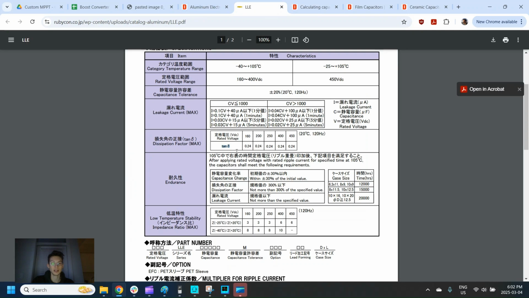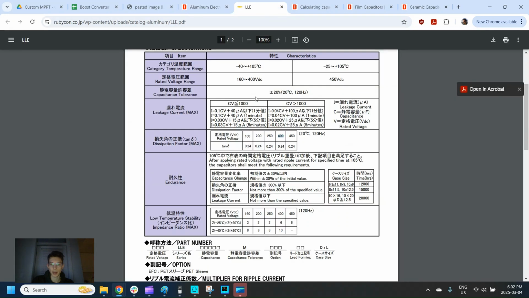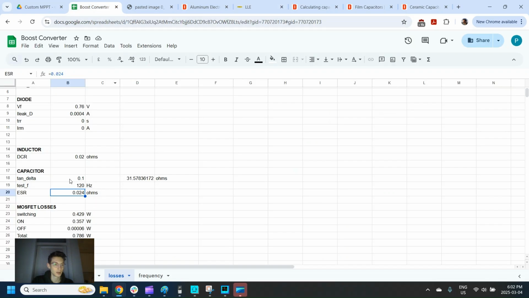So if we go back to the data sheet, we can see that at 400, which is what the one that we're looking at is rated for, we have a 0.24 tan delta at 120 hertz. So we can enter that into our sheet here.